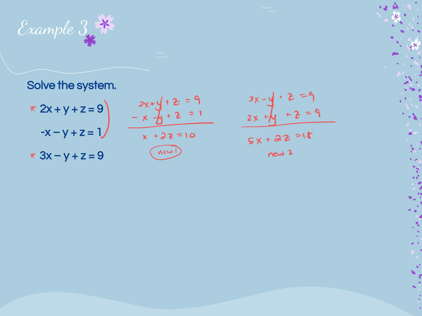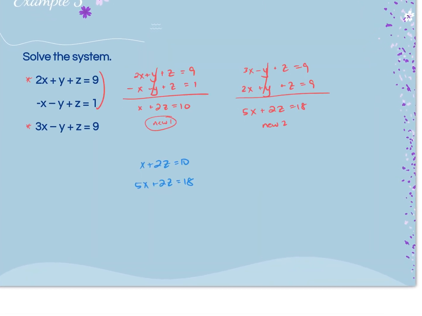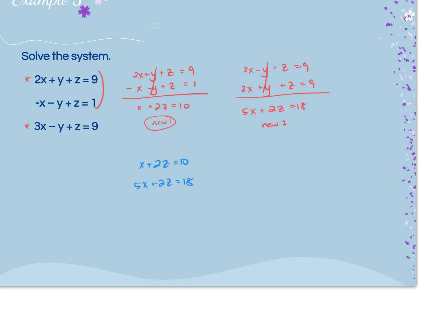So now I'm going to take those 2 together. X plus 2z equals 10. 5x plus 2z equals 18, and I'm going to try to eliminate one of them. So I'm going to multiply the top by negative 1. That's going to be minus x minus 2z equals minus 10. That way my z's cancel, and I'm going to get 4x equals 8, so x equals 2. So again, I know I'm going to have an x, a y, and a z. In this case, my x is 2.